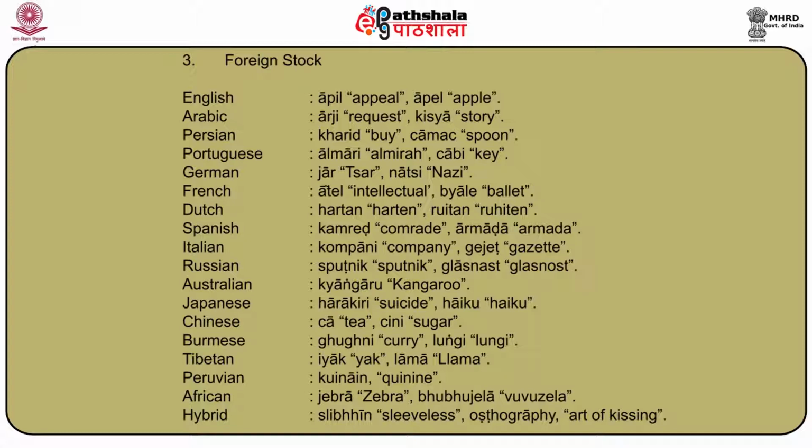Then we also have some hybrid words where two words are combined, one from English part and one from native part, like say slave hin, without slave, or osteography, art of kissing. Or we have also some words from unknown origin. So in the foreign stock we can keep a large number of words.